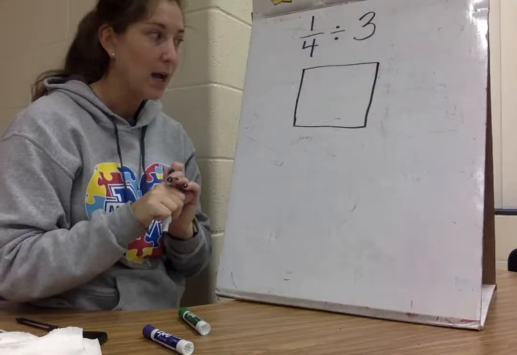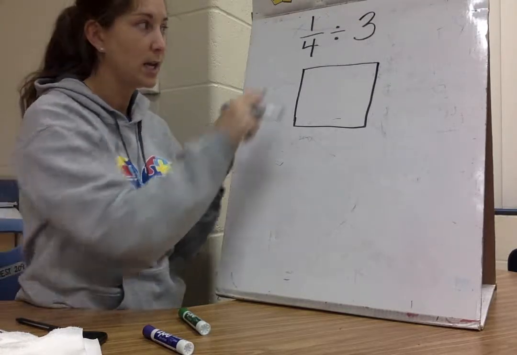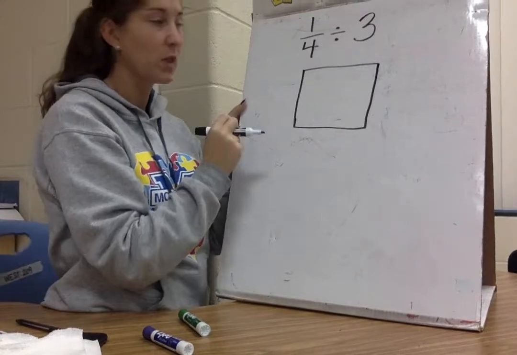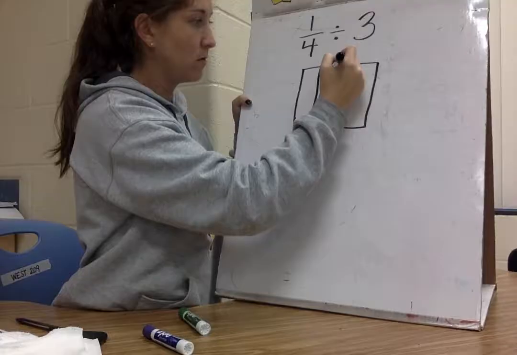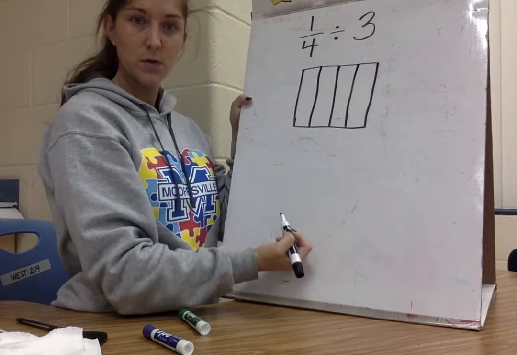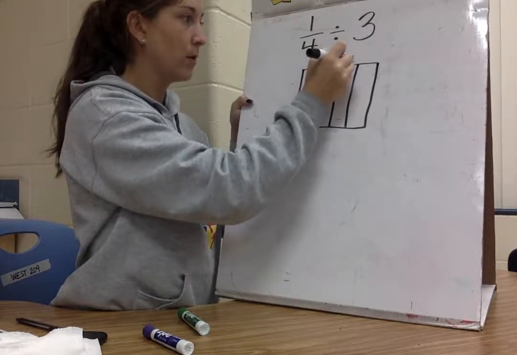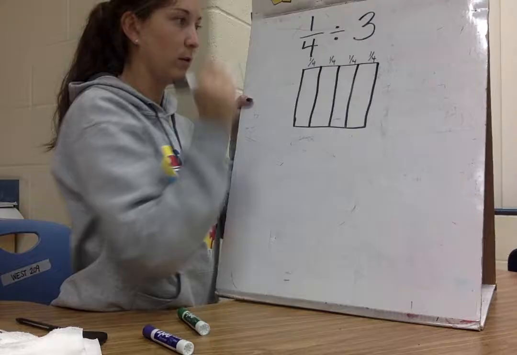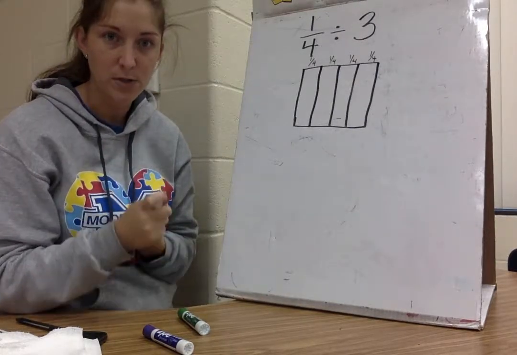And with my black marker, I've got to take that square and break it into 1/4 pieces. So I'm going to go this way and break it into fourths. So I have 1/4, 1/4, 1/4, and 1/4. Okay, there's my 1/4 fractional amount represented.